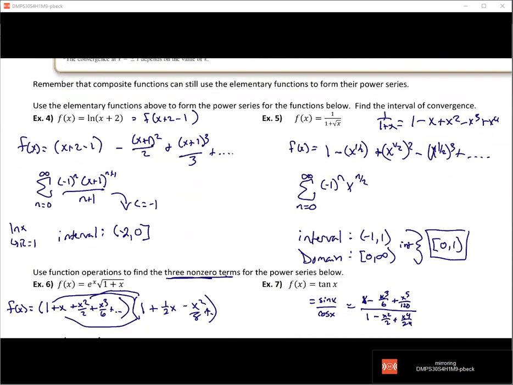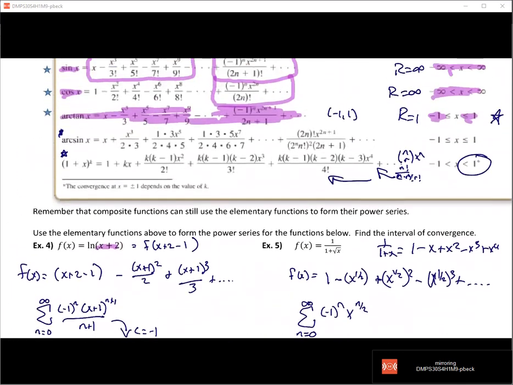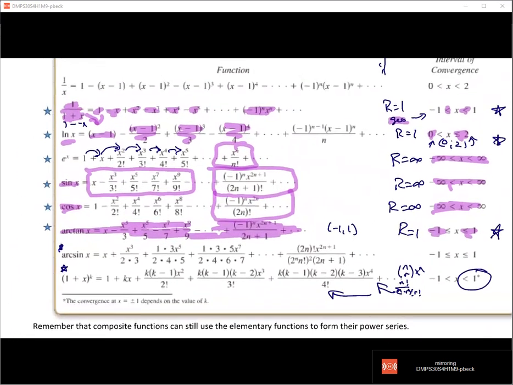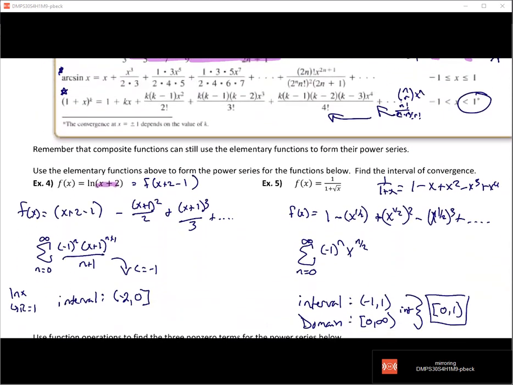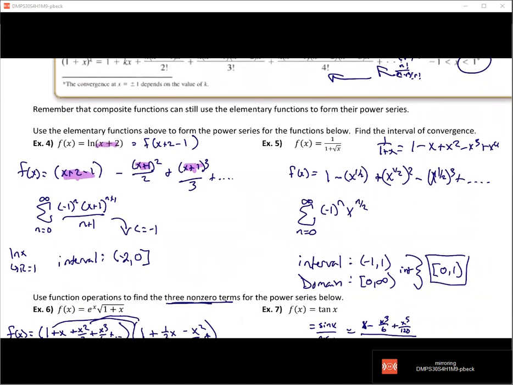Anyway, example number 4. If I want to find the natural log of x plus 2 as a series, I can go back to my natural log series, and in place of x, I put the x plus 2. So my first term is x plus 2 minus 1. Second term, I'm just going to simplify it as x plus 1 squared over 2, x plus 1 cubed over 3, et cetera. We can build the series out of that.